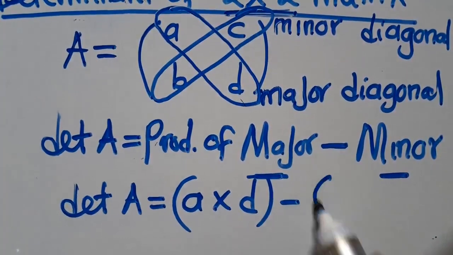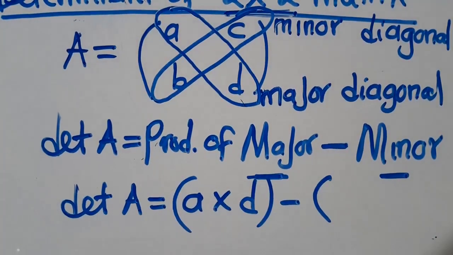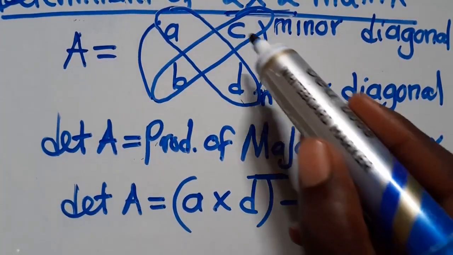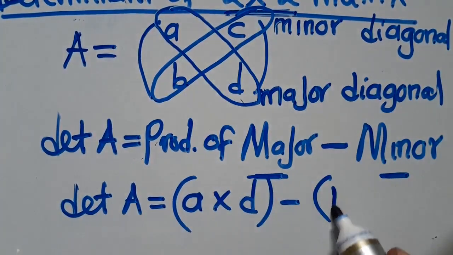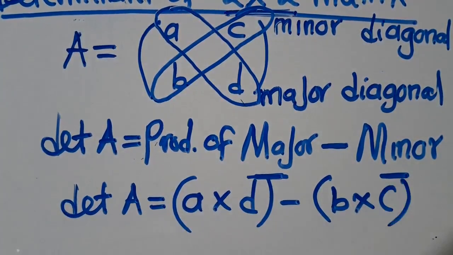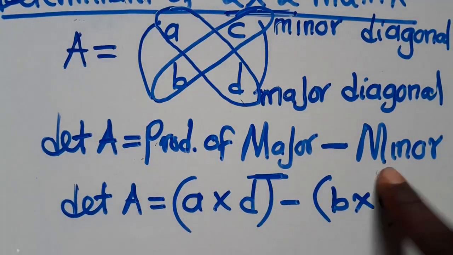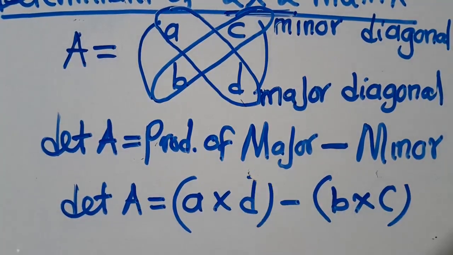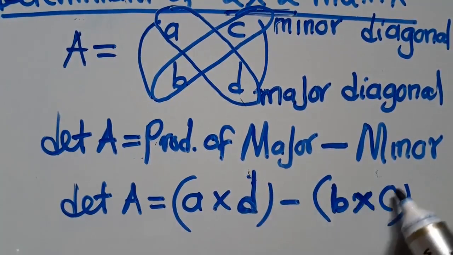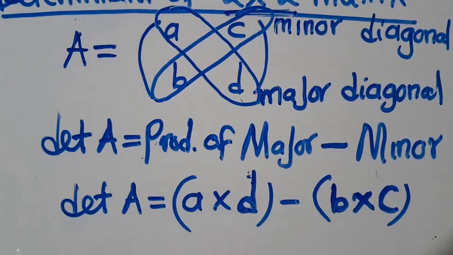minus the minor diagonal. What do we have in the minor diagonal? B and C. You say B times C. This is the formula that we get to use. These are not included. So this is the formula that you need to use.